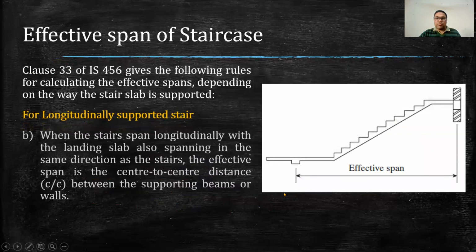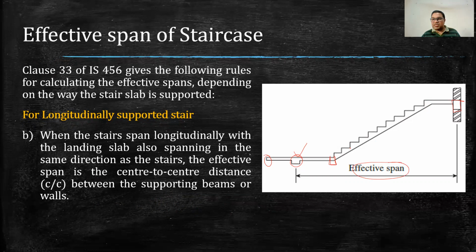Now, similarly, if we talk about the second case, wherever we provide the beam, whether we are providing it in between the landing or at the edge of the landing, or if we provide the beam at the bottom of the flight, and similarly, instead of providing a beam at the top of the flight, if we provide a beam at the edge of the landing here. So in that case, if we consider this case, then effective span will be this one.